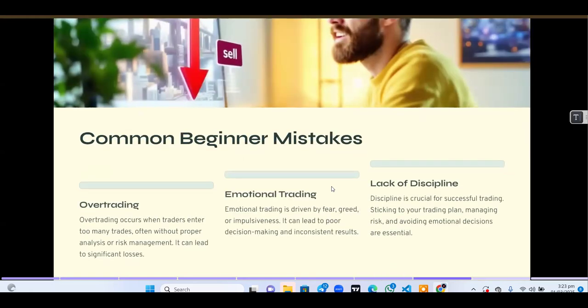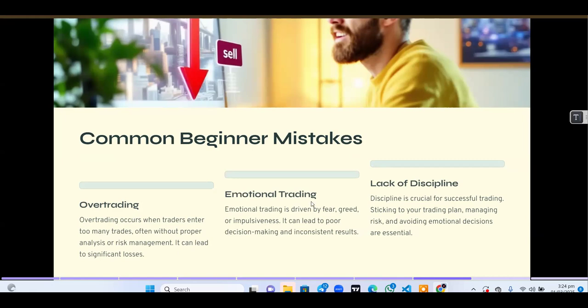Common mistakes that beginners make, I've even mentioned some. They are overtrading. You have already made the trading plan, and you have reached your goal, you still want to jump in. That is also greedy. And also you want to make more money than what is real. That is greedy. So overtrading occurs when traders enter too many trades, often without proper analysis or risk management. It can lead to significant losses.